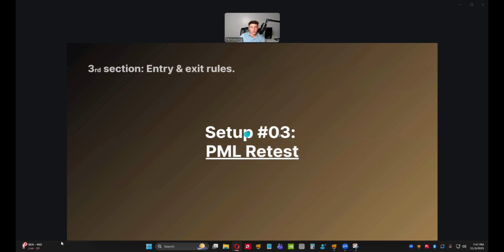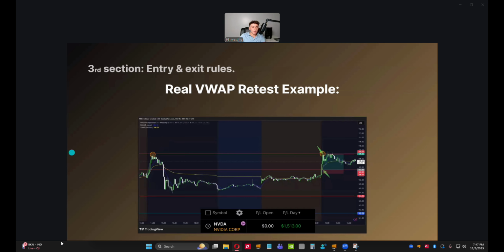So look, setup number 3 is a pre-market low retest. So first off, does everybody understand the bullish setups, the pre-market high and the VWAP retest? Those are setups where we trade calls.